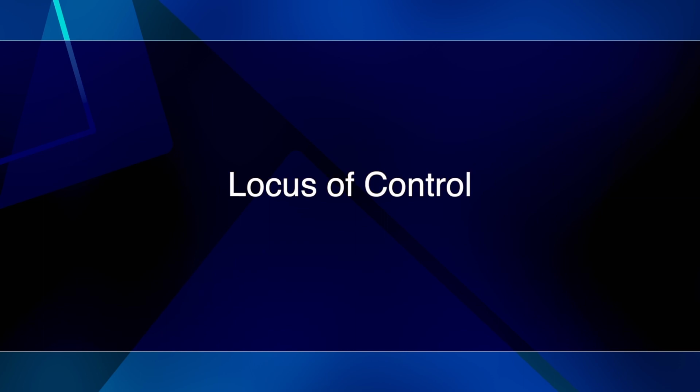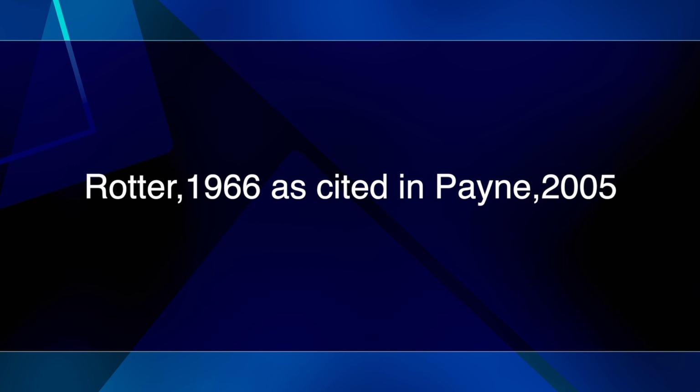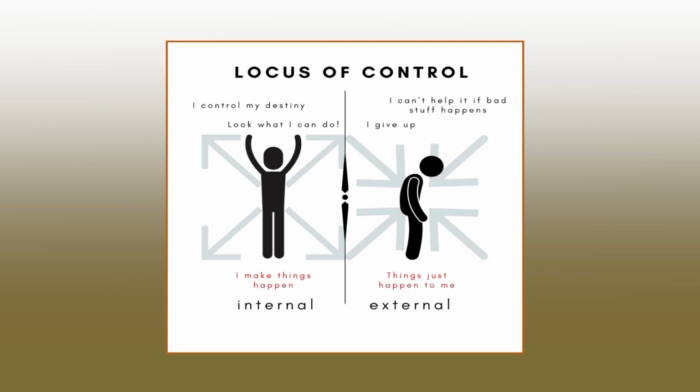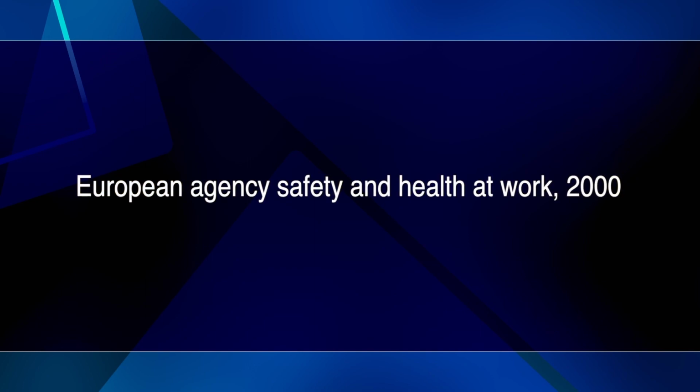Another one is the locus of control. The idea of a locus of control relates to the degree of control that an individual perceives that they have over their environment, as per Rotter in 1966, and research cited by Pine in 2005. If the individual believes that they have control and choice in their life, they are said to have an internal locus of control. If they believe that others are in control of their lives, then they are said to have an external locus of control. Perceived control is related to stress, as per the European Agency for Safety and Health at Work in 2000. If an individual has an external locus of control, they are more likely to become stressed.